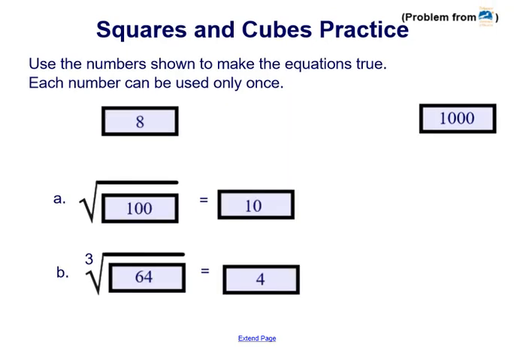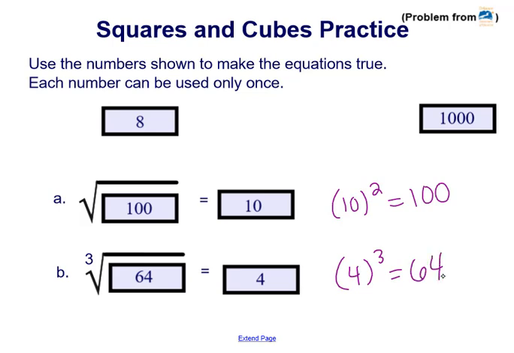So one combination is to use the 100 with the square root. We know the square root of 100 equals 10 because 10 squared equals 100. And we can use 64 and 4 with the cube root. The cube root of 64 equals 4 because we know 4 cubed equals 64. So that is one combination that will work.